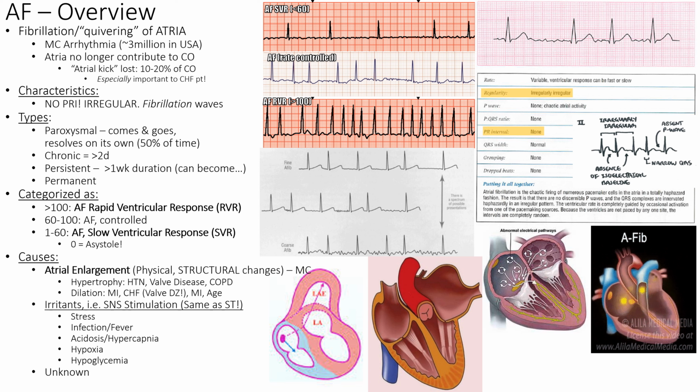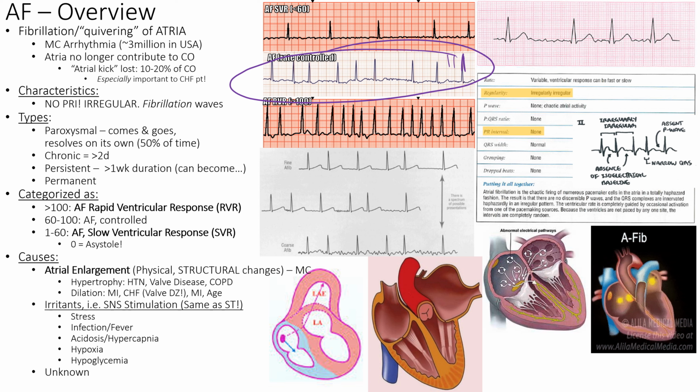So AFib, again, can be controlled. The rate is 60 to 100. How do I know that's 60 to 100? Do I line it up and go, okay, that lines up with 300, 150? No, that doesn't work. So it's irregular. That's a clue that you have AFib.